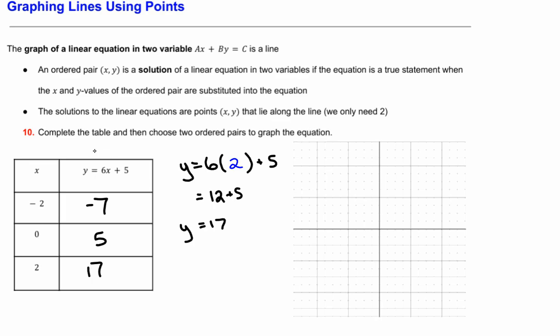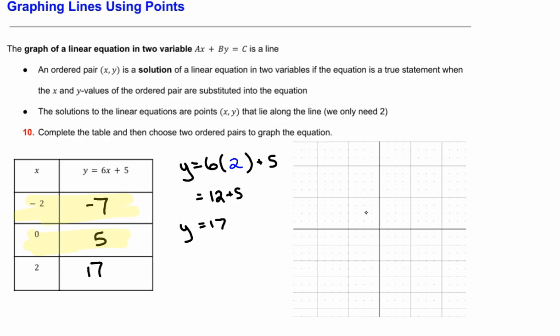Now our directions here say complete the table. Okay, good, did that. Choose two ordered pairs to graph the equation. Now, I could choose this one, but you know what? That number's kind of big, and I would have to rescale my graph. I'm going to choose to graph these other two ordered pairs. I'm going to graph this one here, and I'll graph this one there. That's because both of these are relatively small numbers, and they're easy to graph. I don't have to rescale my graph at all in order to do that.